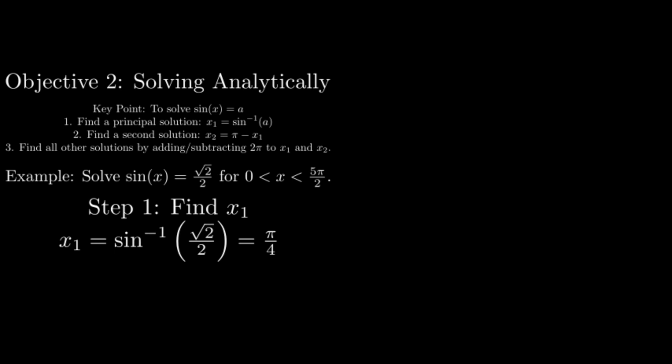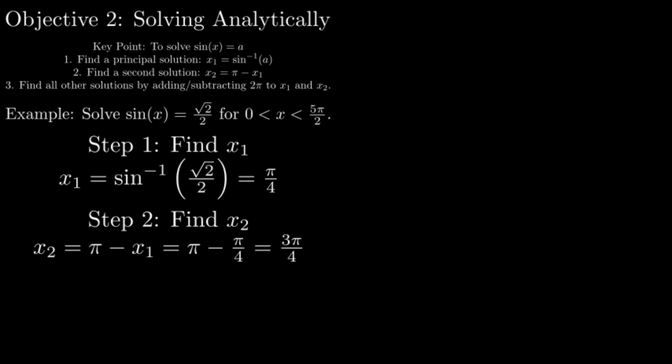Next, we find the second solution using the formula pi minus x1. Our second solution, x2, is pi minus pi over 4, which simplifies to 3 pi over 4. This is also within our interval. Now, we need to check for any other solutions in the interval 0 to 5 pi over 2 by adding 2 pi to our initial solutions.